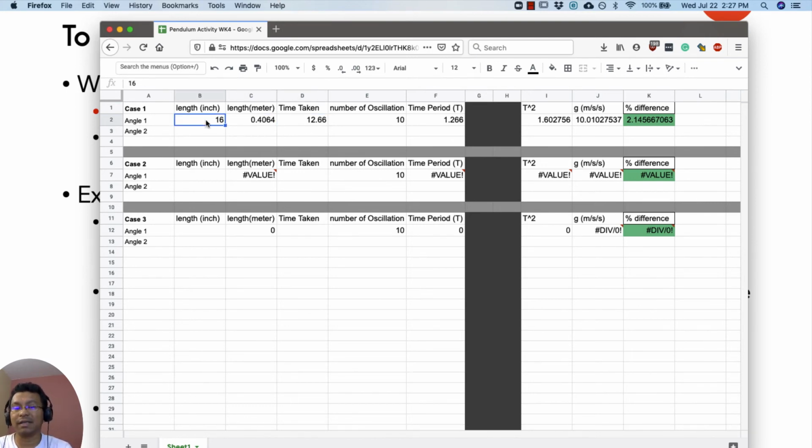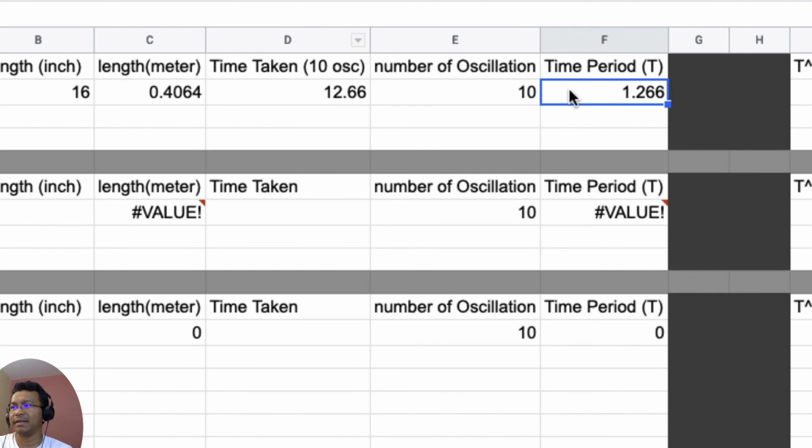For example, in my video you saw that I had the length of the pendulum at 16 inches. The length is, by the way, from the center of the potato to the top of the support, the center of that hanging mass to the top. So if that happens to be 16 inches, you can convert that into centimeters and then find the time taken for 10 oscillations. You can divide the time taken by the number of oscillations to find the time period.